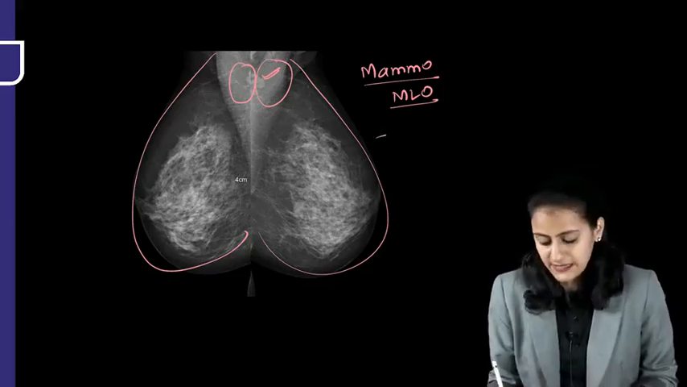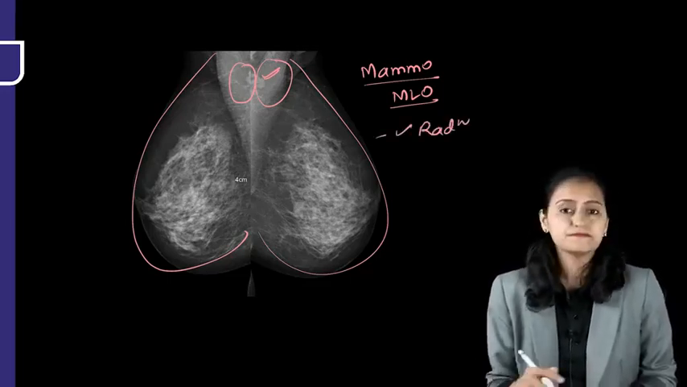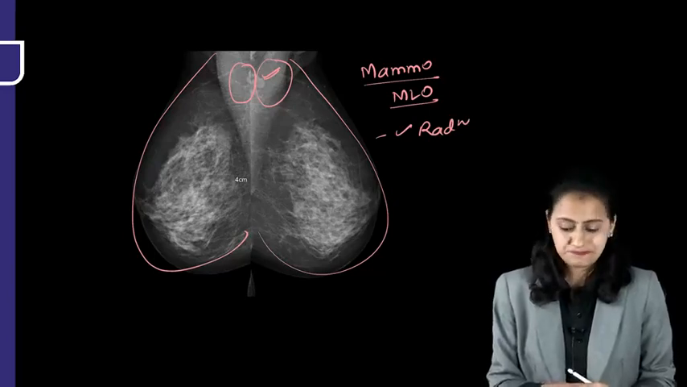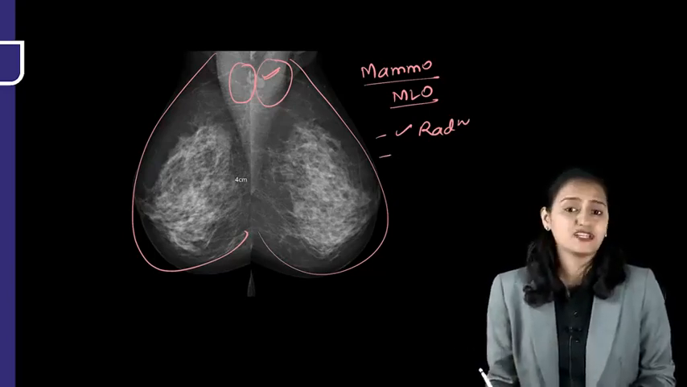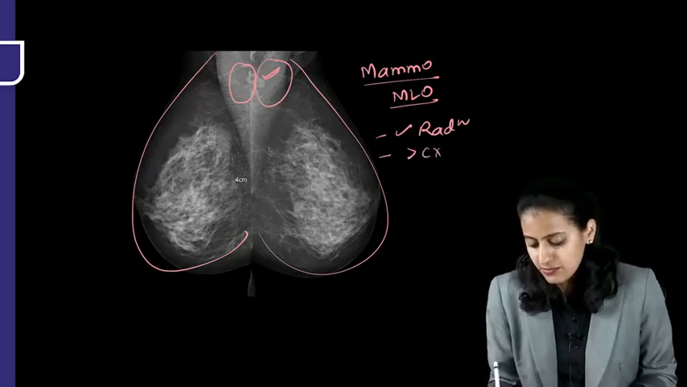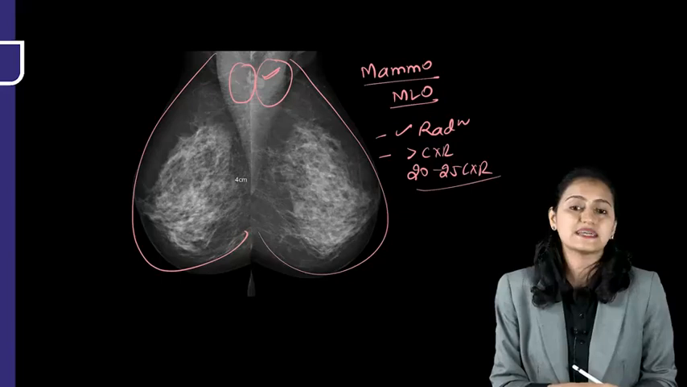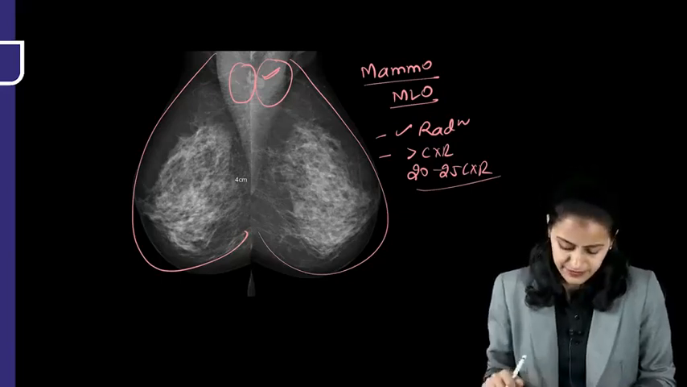This is mammography. Does it have radiation exposure? Yes, because it's an X-ray, right? Does it have radiation exposure less or more than chest X-ray? More than chest X-ray, it's approximately equal to 20 to 25 chest X-rays. Okay, so this is mammography. What do you think this mammography is showing?